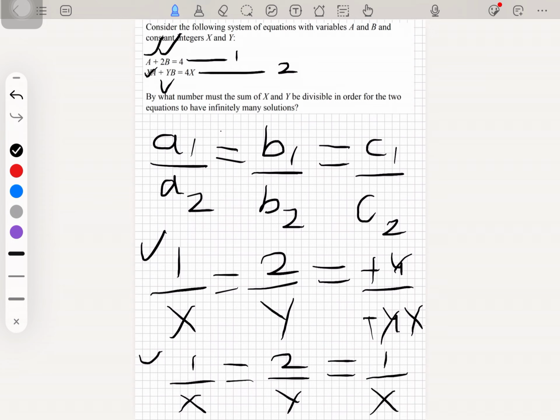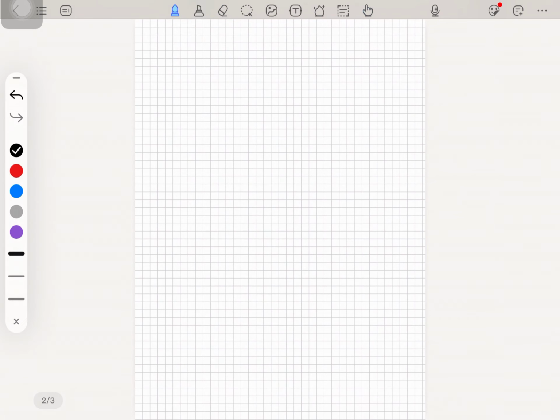So if we take the first and the third, this and this are the same, 1 over x. So we don't have to treat them as different. So let's go to the other page. The pen is not working properly, so sorry if that's creating some confusion.